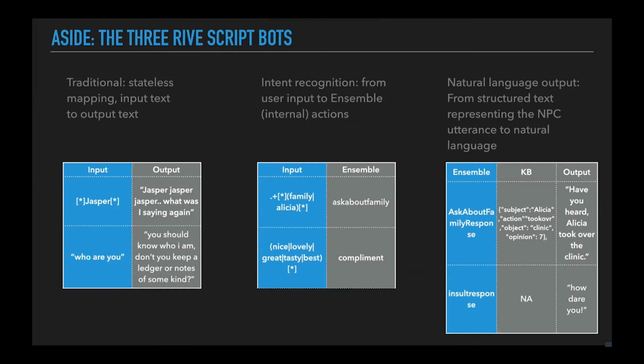Lastly, it parses from the Ensemble action, the internal simulation model, combined with the knowledge-based facts where applicable, back to natural language. Its inputs in this case are structured text representing the action the NPC wishes to take, with the associated data selected by the Ensemble engine and knowledge base, and expanding it out to a natural language utterance, which is then displayed to the player. For example, "Ask about family" response, added with the knowledge base fact, with the subject Alicia, action took over, object clinic, would get parsed to, "Have you heard? Alicia took over the clinic."